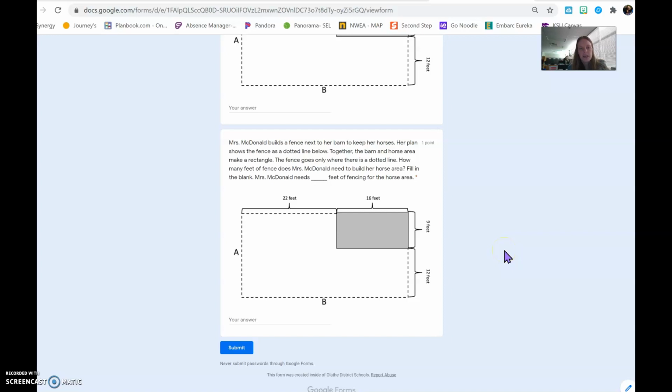And then the last one is Mrs. McDonald builds a fence next to her barn to keep her horses. Her plan shows a fence as a dotted line below. Together, the barn and horse area make a rectangle. The fence goes only where there is a dotted line. How many feet of fence does Mrs. McDonald need to build her horse area? Fill in the blank. Mrs. McDonald needs blank feet of fencing for the horse area. So basically, you are finding the perimeter of that right there. All right, good luck, and I know you're going to do great.